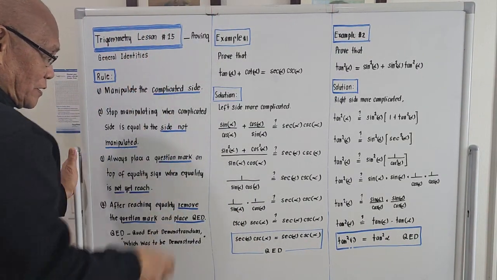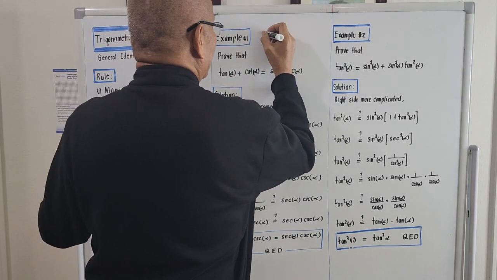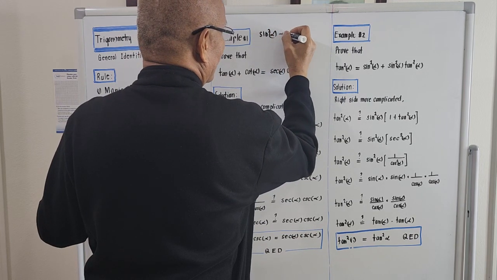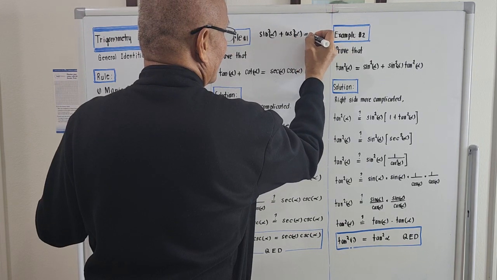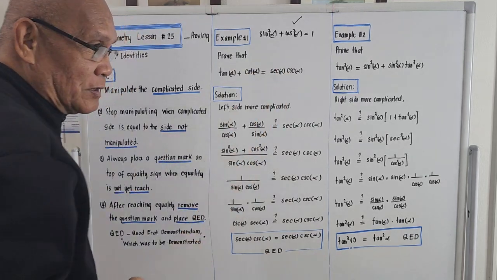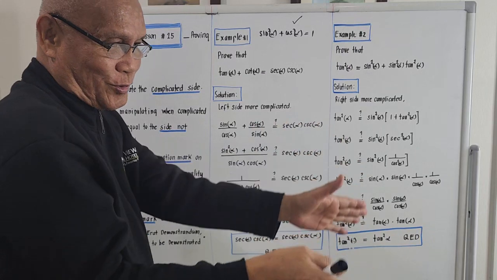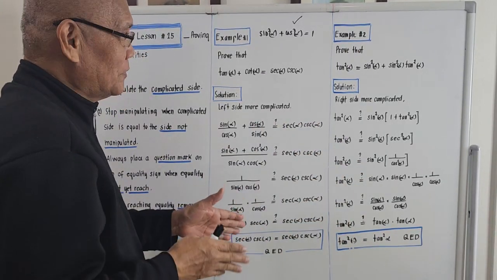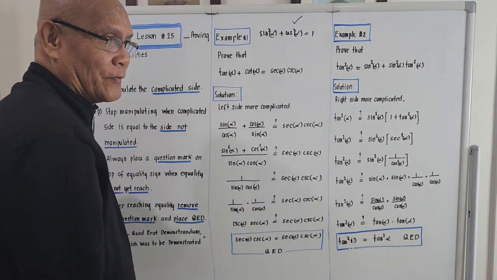Proving general identities. An example of an identity is sine square of alpha plus cosine square of alpha is equal to 1. This is one of the basic identities. Without knowing this, it seems you don't pass through trigonometry. So when you hear sine square of alpha plus cosine square of alpha is equal to 1, that's a trigonometric identity. Okay?